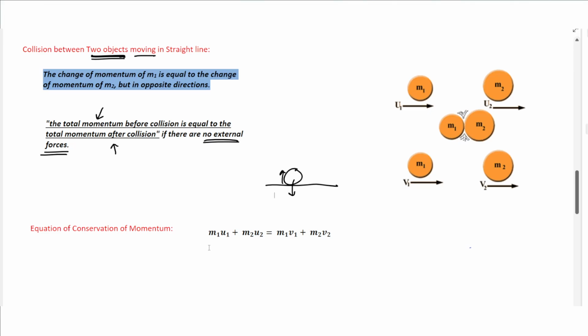Using this equation, we say that for two objects, m1 u1, that's the initial momentum of object 1, plus m2 u2, that's the initial momentum of object 2, is equal to m1 v1 plus m2 v2, the final momenta of objects 1 and 2. If for any question there is an object moving in an opposite direction, you say that its momentum is negative in the equation.